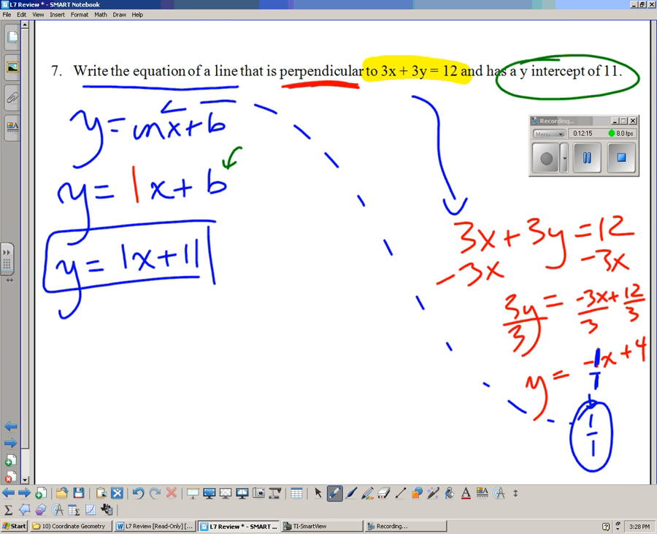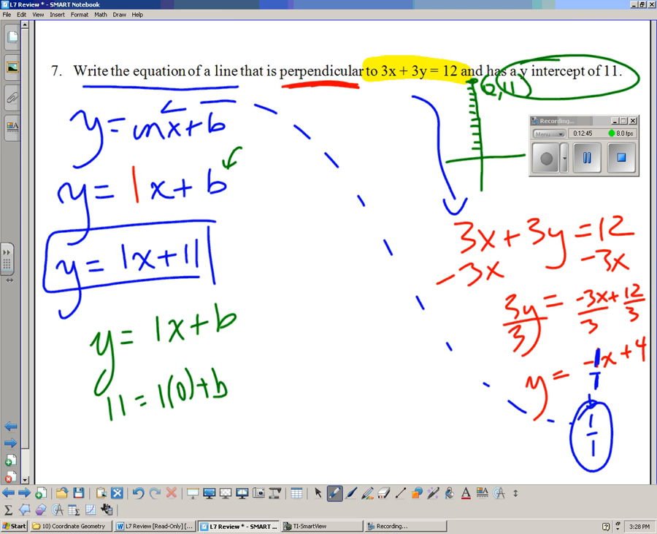Now, if you're not sure about this, if you think I'm just doing this by magic, think about what a y-intercept is. A y-intercept lives along the y-axis. So if I had this point here, this is the point 0, 11. I'm just doing this for people who are like, where's the 11? How can the 11 just go in for b? Well, the x value of that point is 0, and the y is 11. So 11 would equal 1 times 0 plus b. 1 times 0 is 0, and so therefore b is 11. And that's another way you can get it.